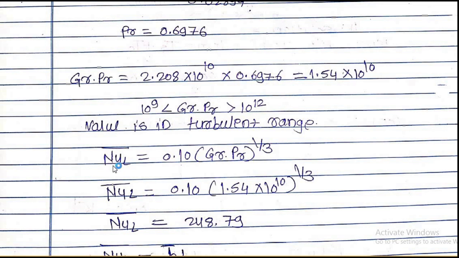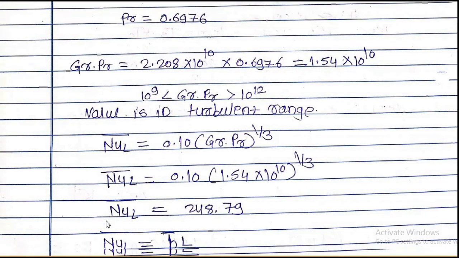This equation is: average Nusselt number is equal to 0.10 into bracket Grashof number multiplied by Prandtl number, raised to 1 by 3. So for the average Nusselt number we have to put in the value of Grashof number multiplied by Prandtl number. We have determined this product over here. Just put this value in this particular bracket. So it will be 0.10 into bracket 1.54 multiplied by 10 raised to 10, raised to 1 by 3. So the average Nusselt number we will get as 248.79.